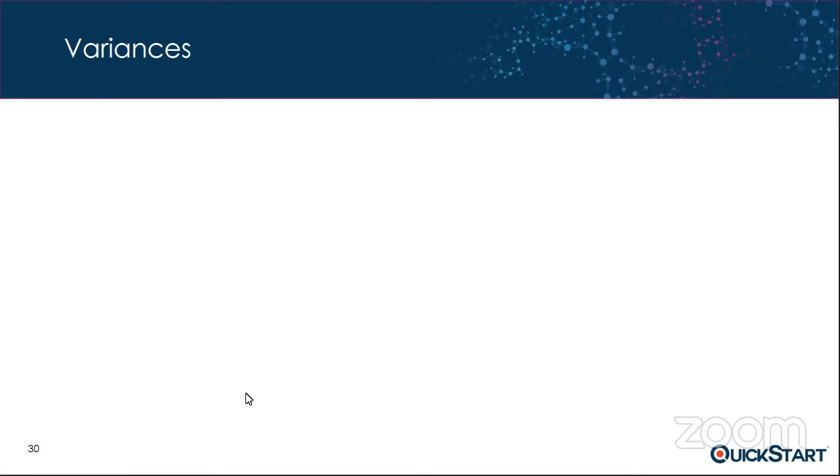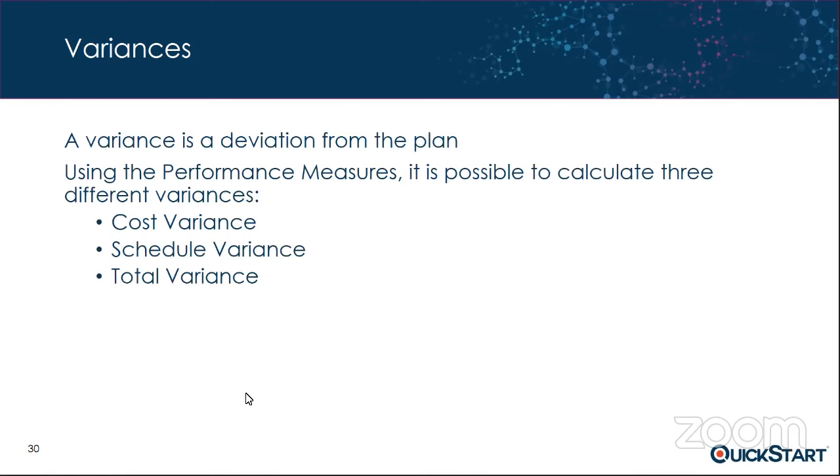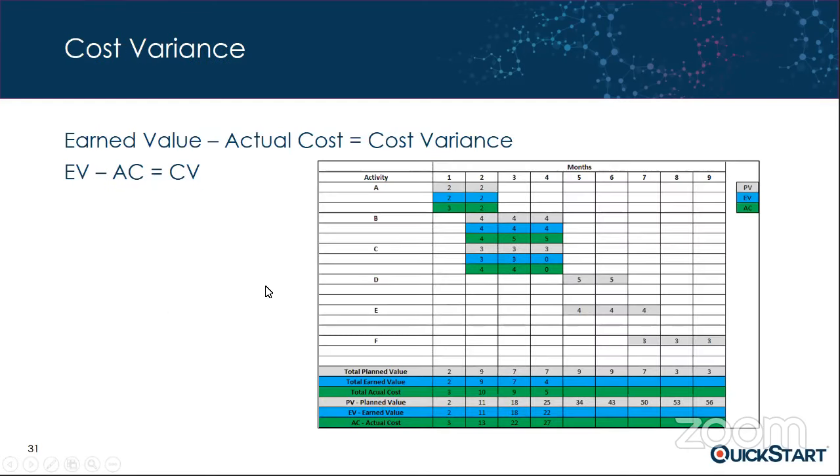But now let's move into another section. Let's talk about variances. So what is a variance? A variance is a deviation from the plan. And if we use those performance measures that we calculated, it's possible to calculate 3 different kinds of variances. You can calculate your cost variance, your schedule variance, and one called total variance. And so let's now see that in action.